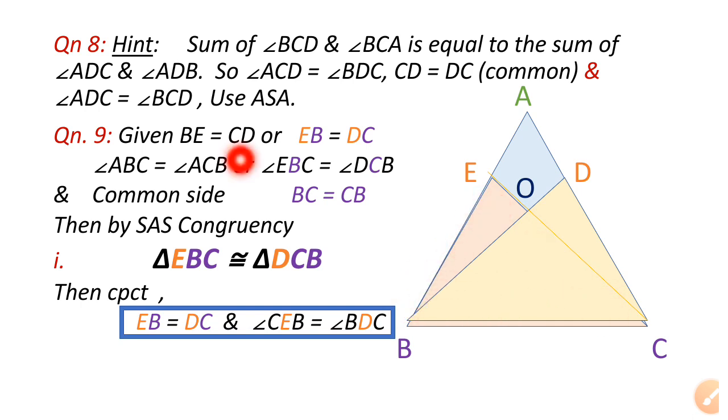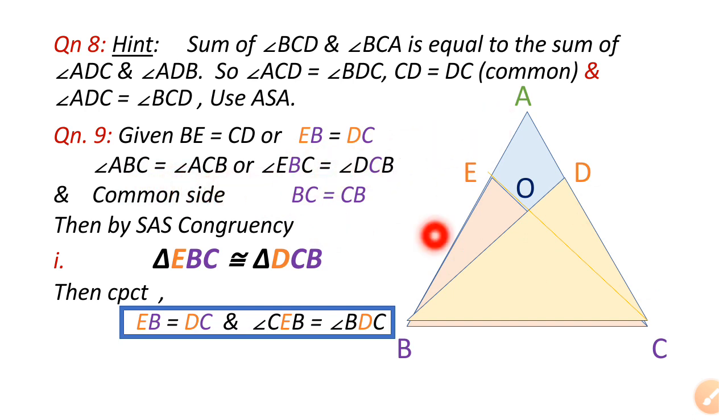See the given conditions. The given condition is BE is equal to CD. But here I have taken EB is equal to DC, because later we will find that B corresponds to C and E corresponds to D. That's why I have written EB. Now see, the next given part is angle ABC is equal to angle ACB.